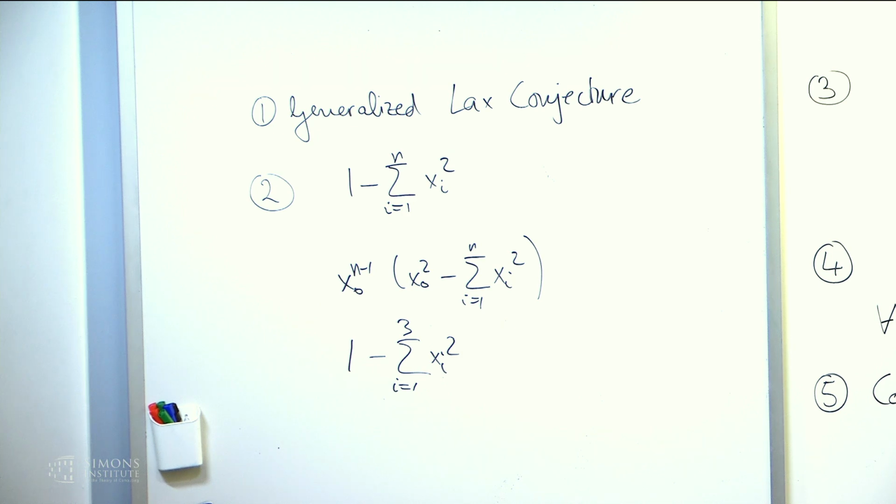Jacob, what's written in the last line? Just lower bound. Can you prove a lower bound?